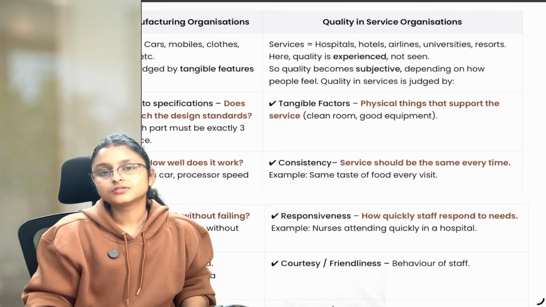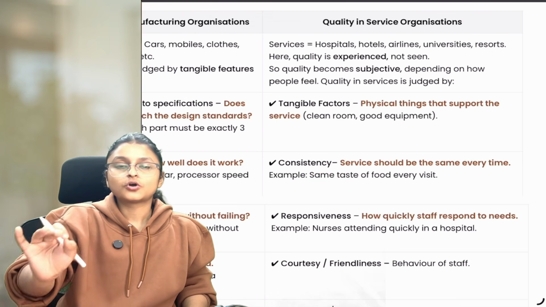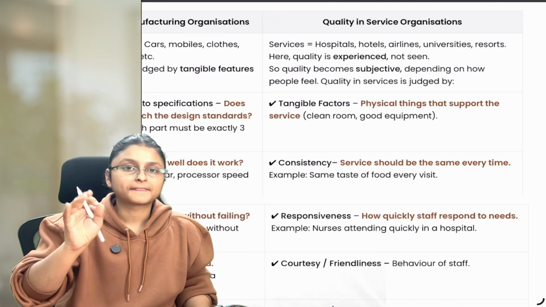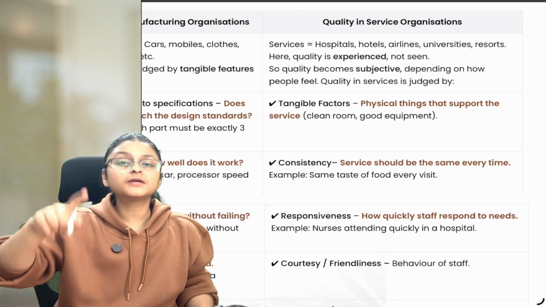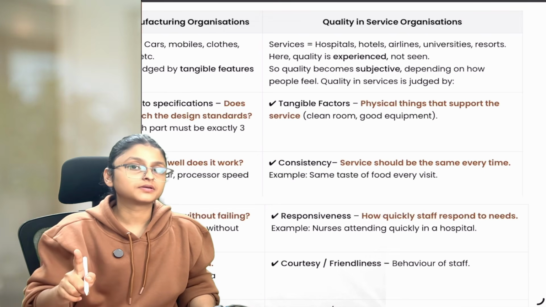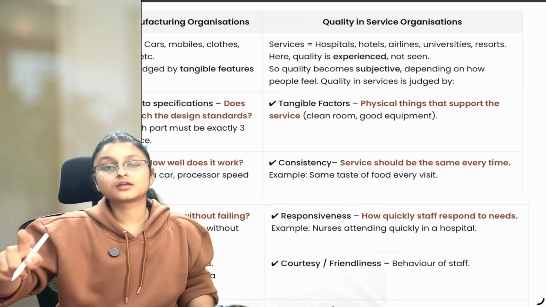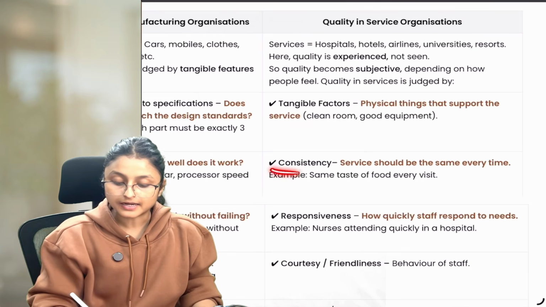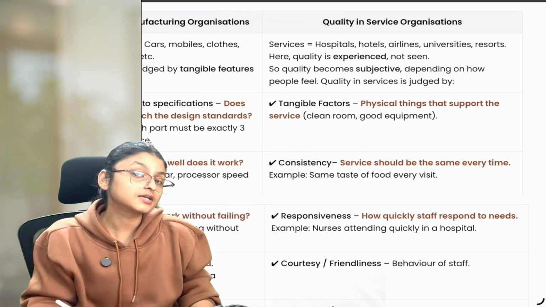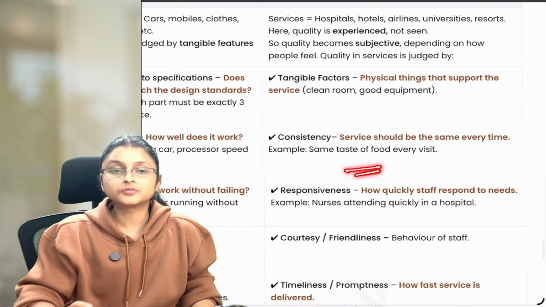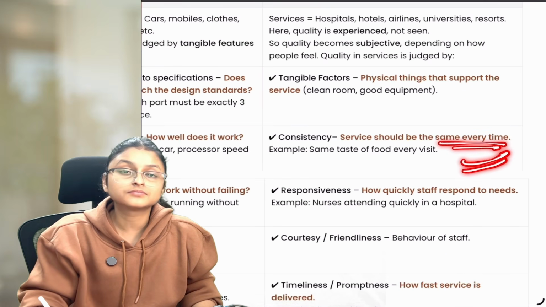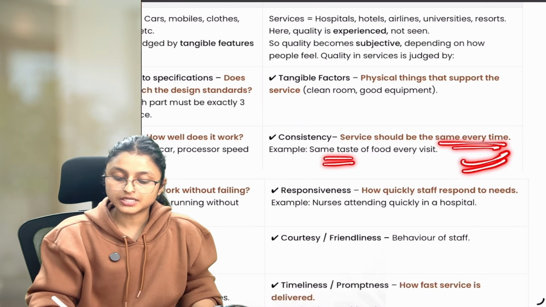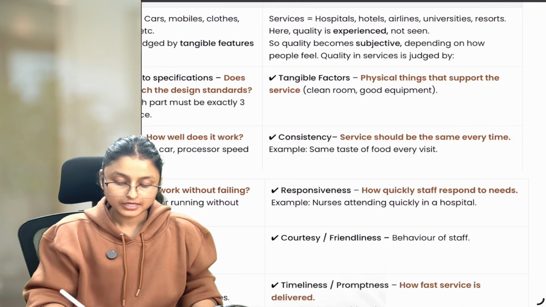Consistency. Now, take the example of a restaurant whose food you like the most. Why do you go there always? Because you want the same taste you got the first time. And that is why you go there every time. And that is the consistency which is required in the case of services. The service should be great the first time and every time you'll get the same service. Example, the same taste of food every visit.